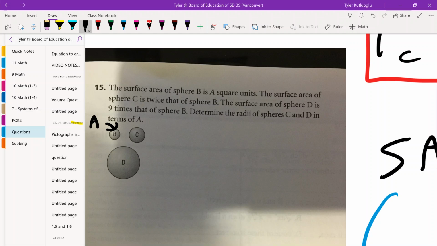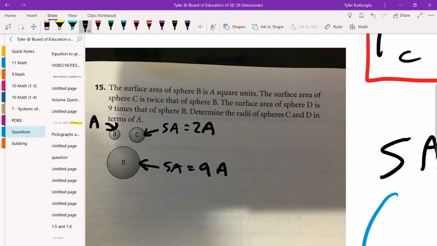The surface area of sphere C is twice that, so its surface area is equal to 2A. Sphere D is actually 9 times sphere B, so the surface area here would be 9A. Yeah, I just want to read that to make sure.